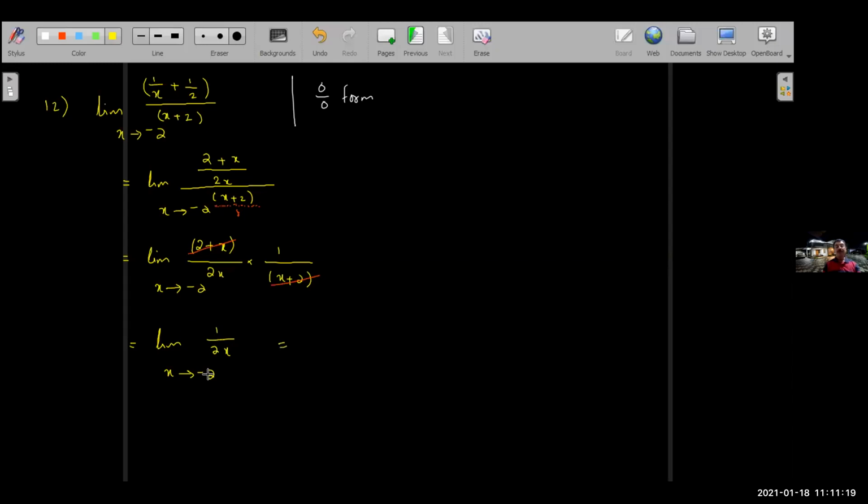Now, whenever we get any expression, keep on checking while substituting whether we get the answer. If not, then only go for the option. Here we can directly substitute it by 2 into minus 2. So the answer is minus 1 by 4. Leave it as it is. No need of writing decimal.